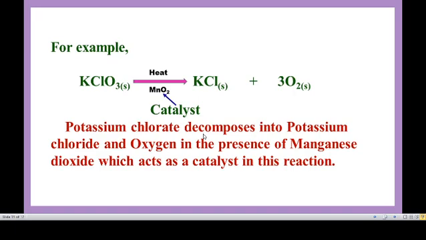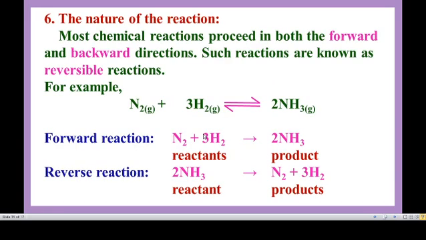So we can take this example. Potassium chlorate decomposes into potassium chloride and oxygen in the presence of manganese dioxide, which acts as a catalyst in this reaction. So manganese dioxide does not get involved in the chemical reaction. It just acts as a catalyst. It initiates the reaction or it controls the reaction. So the conditions should be mentioned above and below the arrow mark in a chemical equation. And the nature of the reaction should be mentioned.